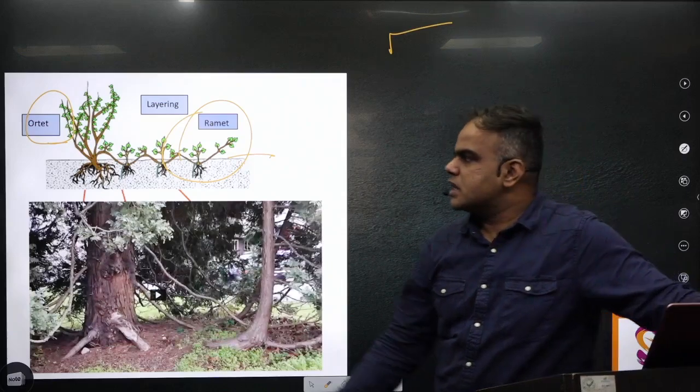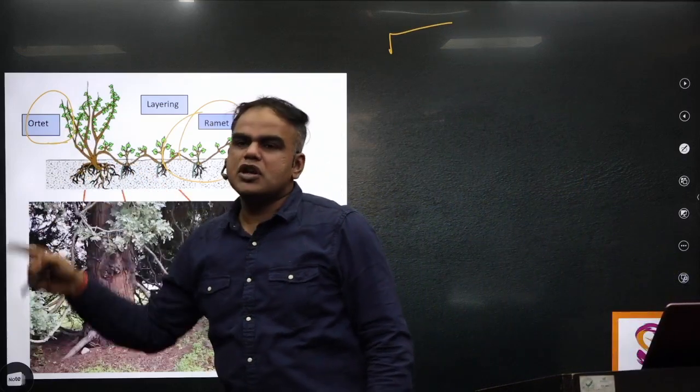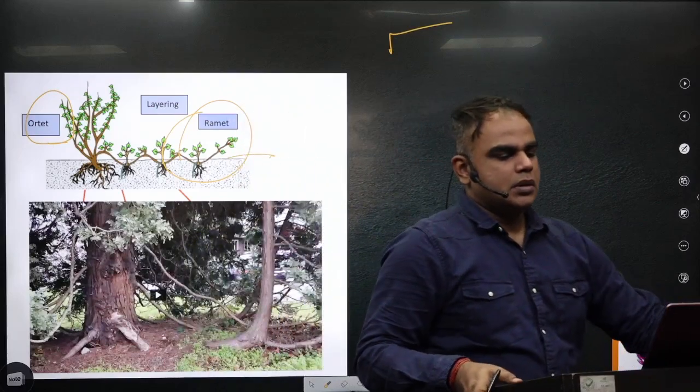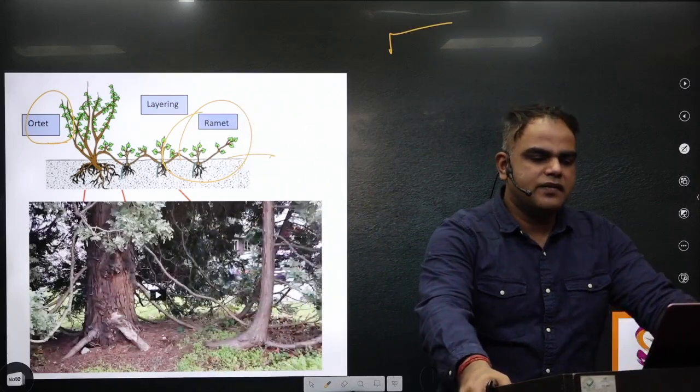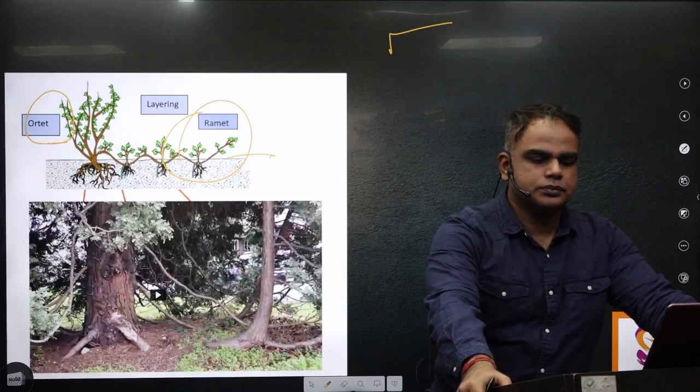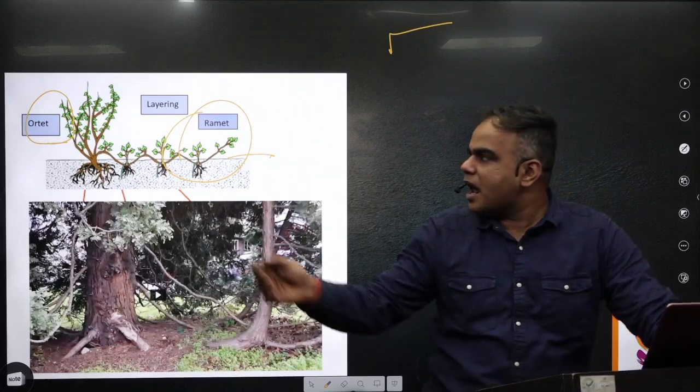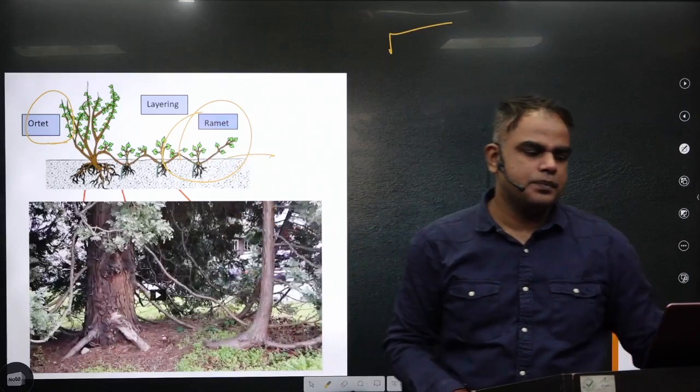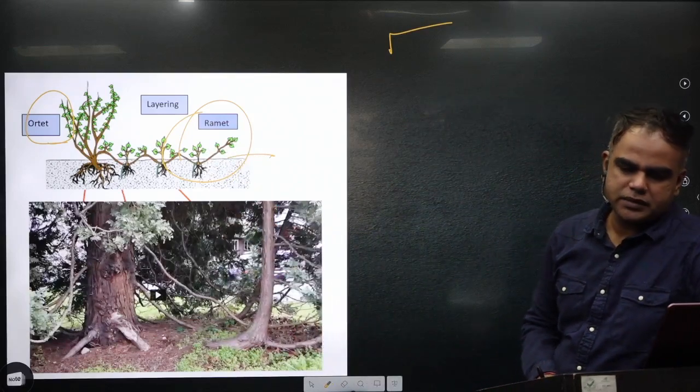Okay, Ortet is the original plant from which the clone is derived, and ramet is the vegetative offspring of the Ortet.